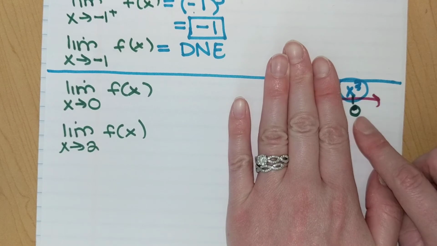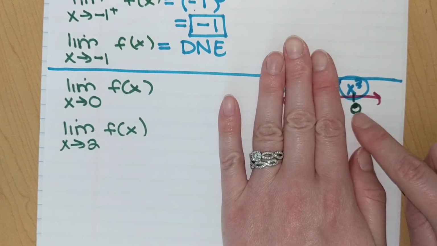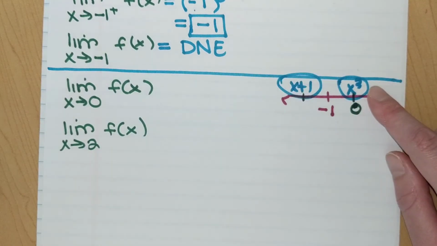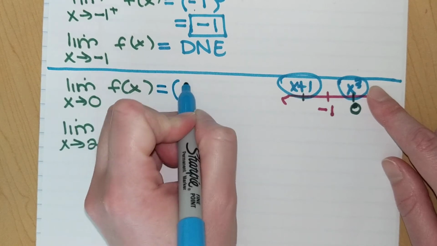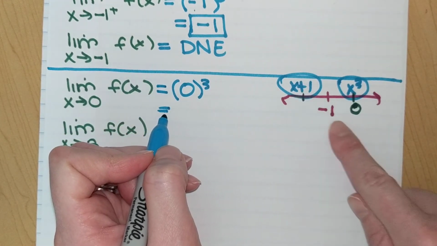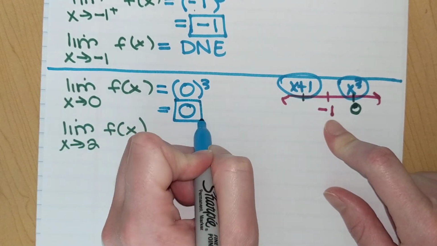So if you look at 0, it doesn't matter anything about this x plus 1 function. The only thing that will matter is the x cubed function. So you'll be plugging 0 into x cubed. You don't have to look at x plus 1 because 0 is so far away from that -1 split point. So you'll get that the limit is 0.